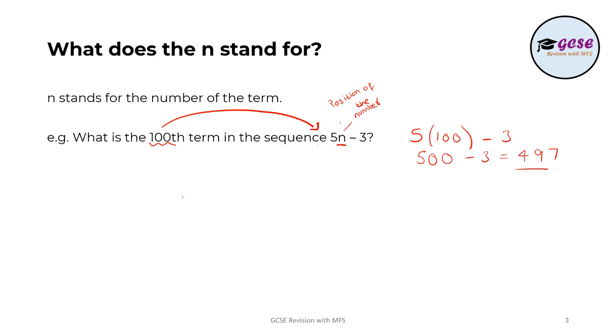I have one question for you guys to have a go at. What is the 17th term in the sequence 2n plus n? Work it out, type your answer in the Q&A. If you have any questions, please let me know. So this is for you guys to test your understanding. What is the 17th term in the sequence 2n plus n? And you can't use a calculator.